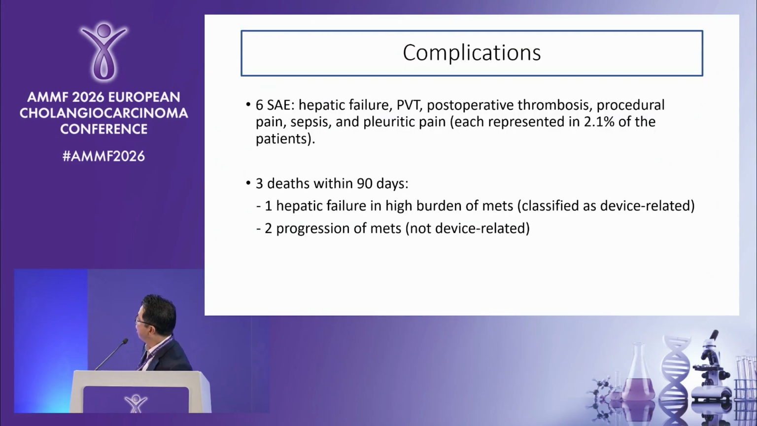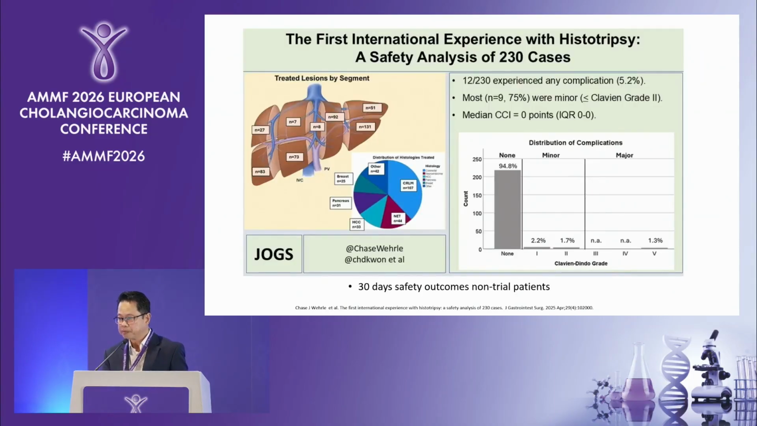Complications, we mentioned the progression, most of it already. There was one portal vein thrombosis, but again, this is in a patient who has quite extensive liver disease. And there were 3 deaths. One is because of hepatic failure. Again, there was extensive metastasis in the liver, and you could argue that may not necessarily be due to the device. And then there were 2 progressions of metastases, which obviously were not related to the device.